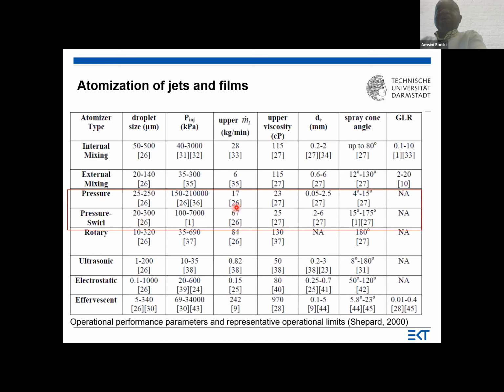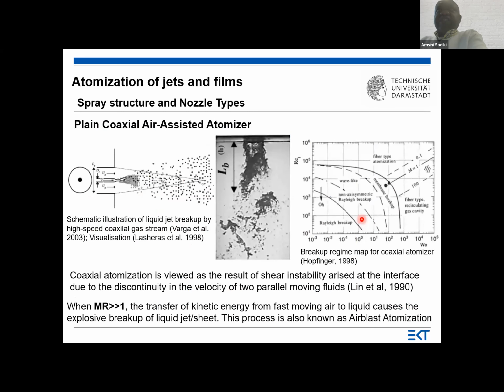And we see also that we have this difference based on the viscosity and also on the mass flow rate, but also on the injection pressure, and also on the produced droplet size. And naturally, we have also the difference in the spray cone angle.